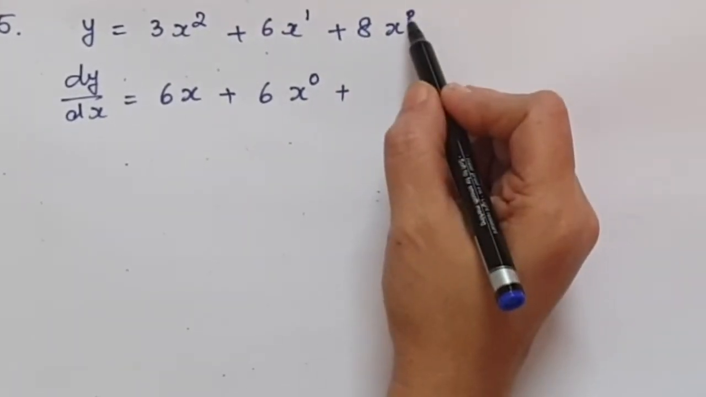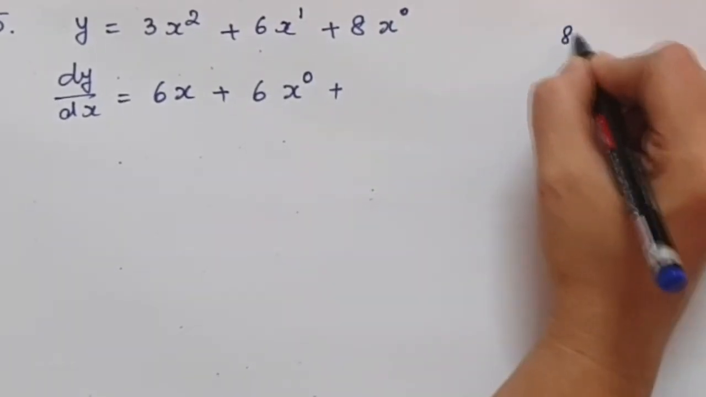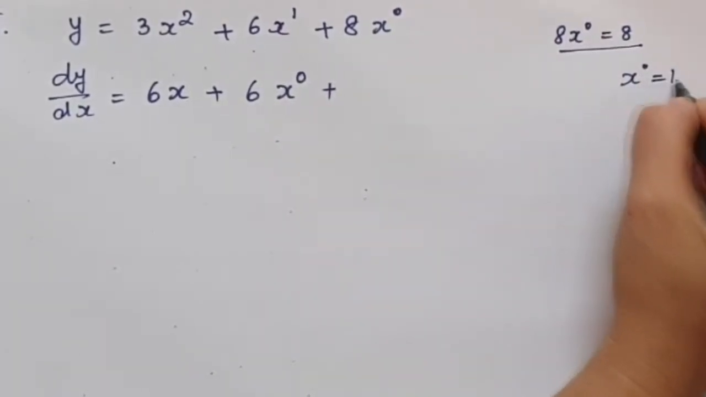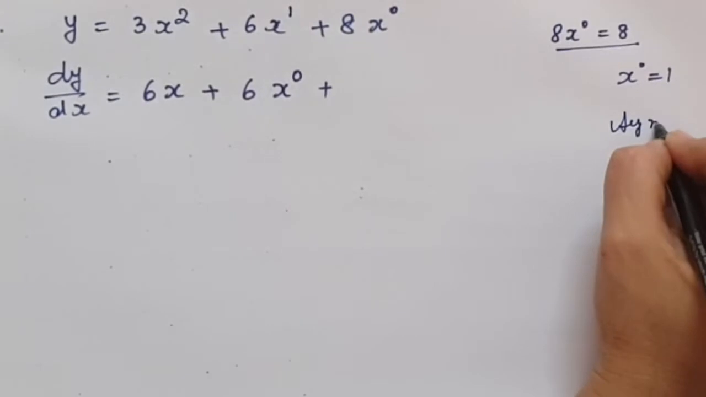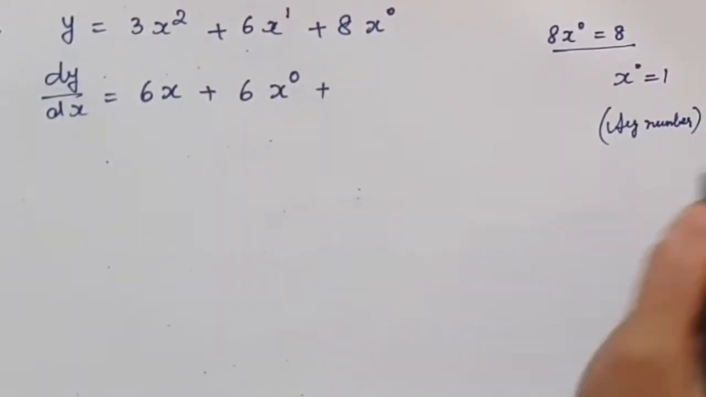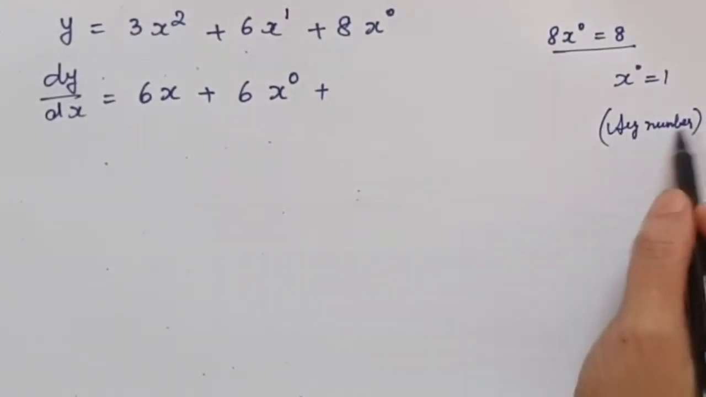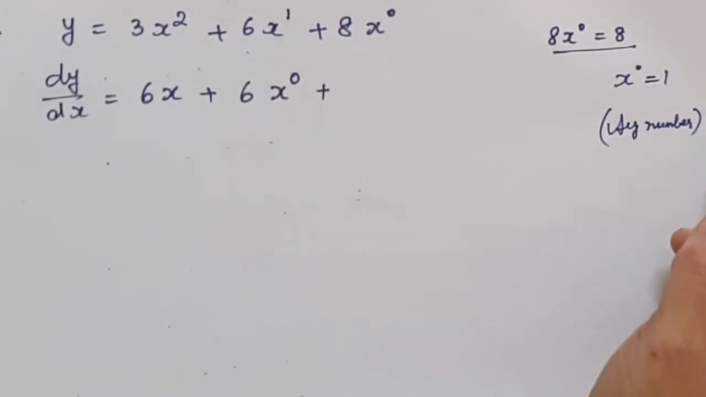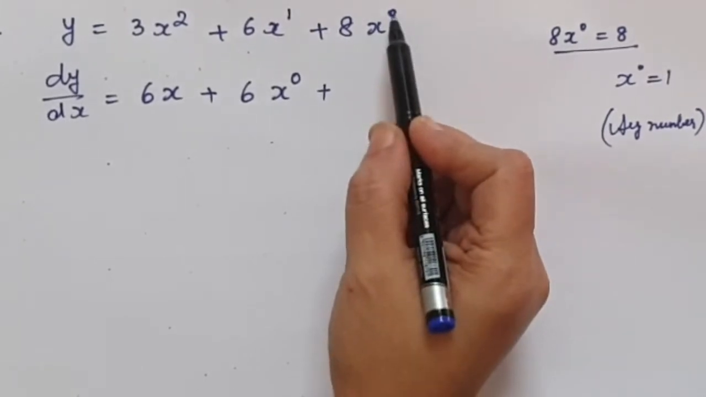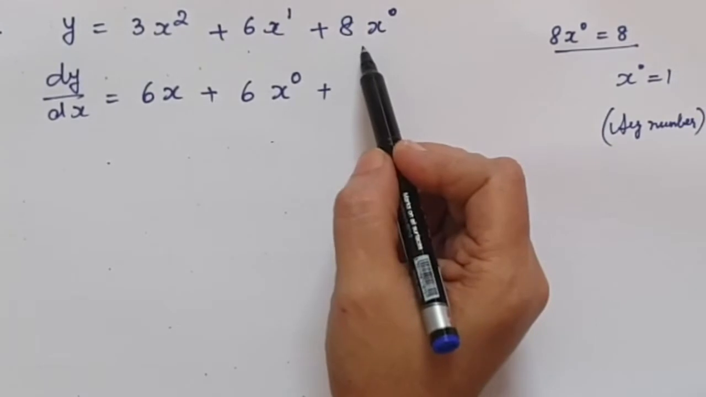Any number raised to the power of 0 is 1. So 8 x to the power of 0 is nothing but 8, because x to the power of 0 is 1. Whatever number it is, if you raise it to the power of 0, it will always be 1, whether it is 1 crore or 1 million, 10 crore, 10 million, whatever it is. So for our convenience, we are writing this as 8 into x to the power of 0. That means 8 multiplied by 1, so we are not altering the value of 8.